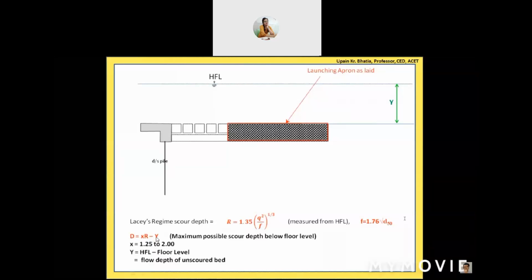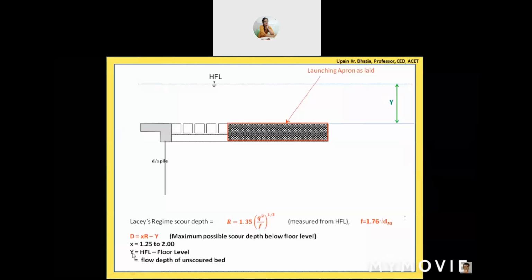So if you subtract this Y, that will be the maximum possible cover depth below floor level, because this R or X times R is below this HFL. From this floor level, if you want to calculate how deep the riverbed goes, you have to subtract this from this. So XR minus Y is the depth of scour below the floor. So from the floor level, how deep you have to go, that is capital D.